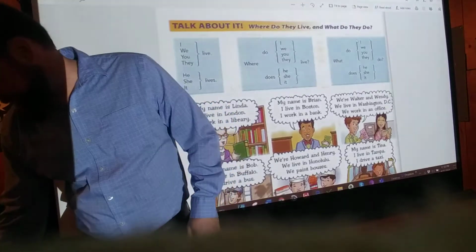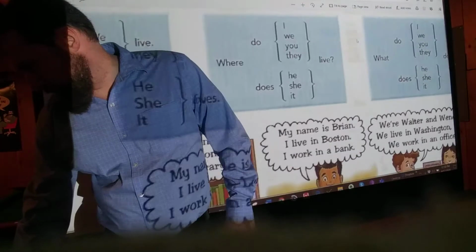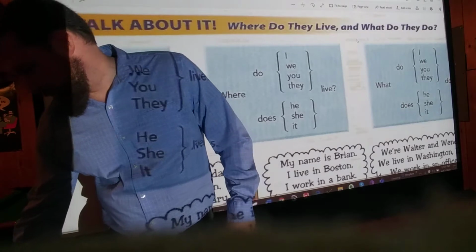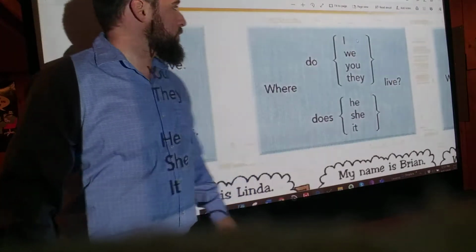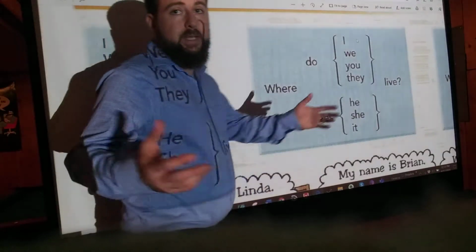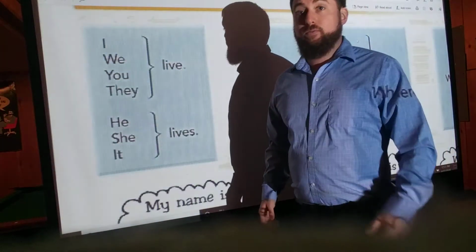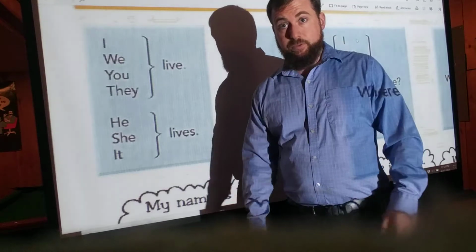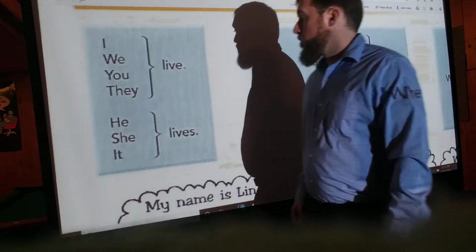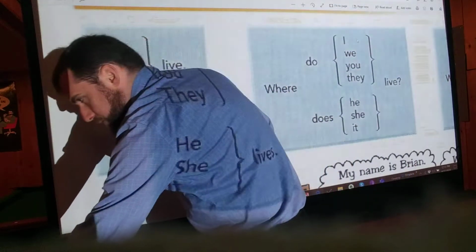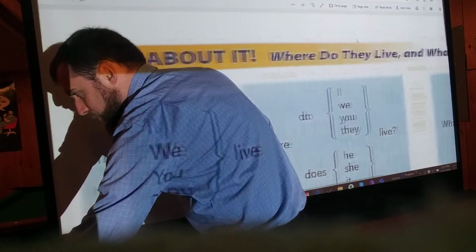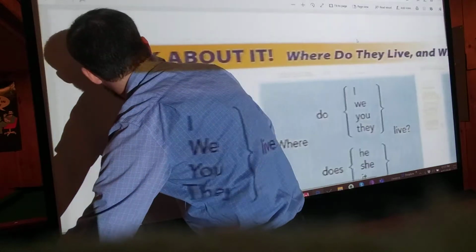Okay, let's get started. This is another one of those pages that we used to do as a speaking exercise back when we had big classrooms, but now we're going to do more as a writing exercise because you have to be able to do it at home. So we're starting with the blue boxes at the top. Let's see what the title of this is called. Talk about it. Where do they live? And what do they do?